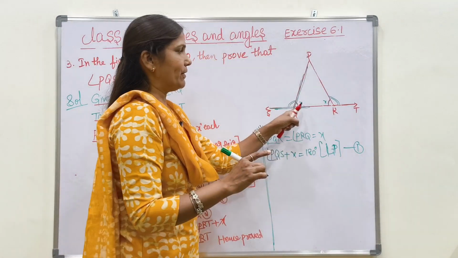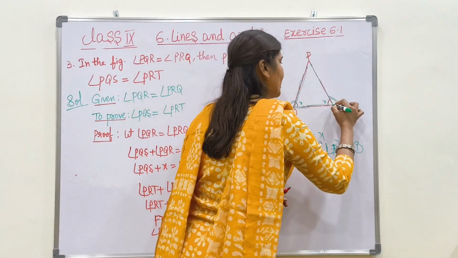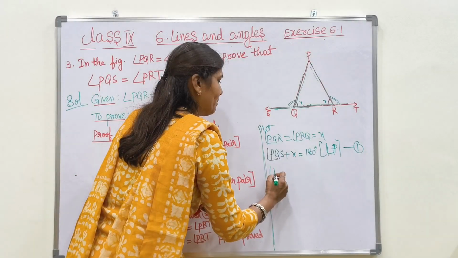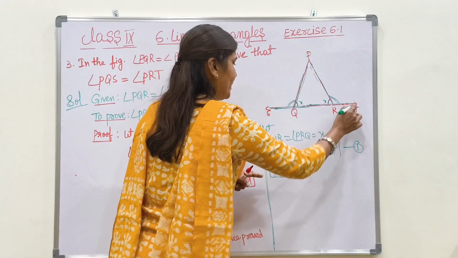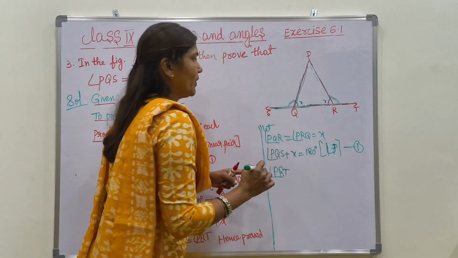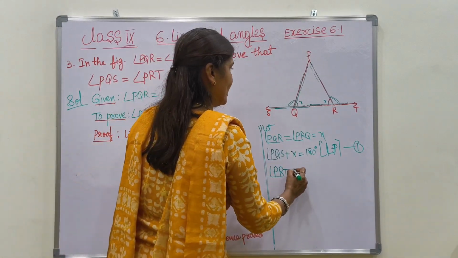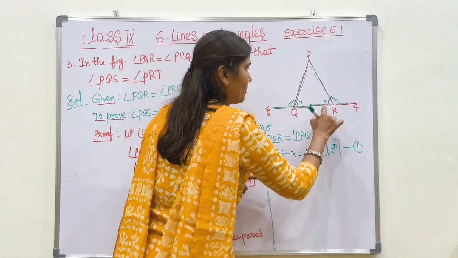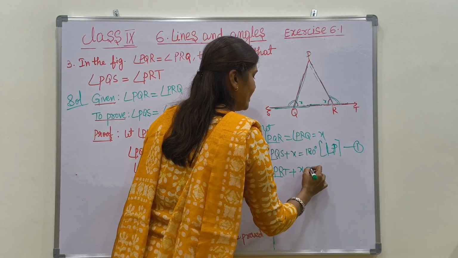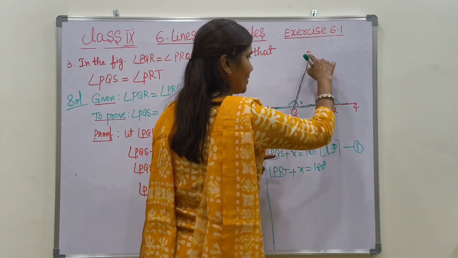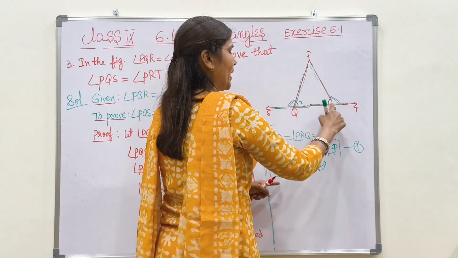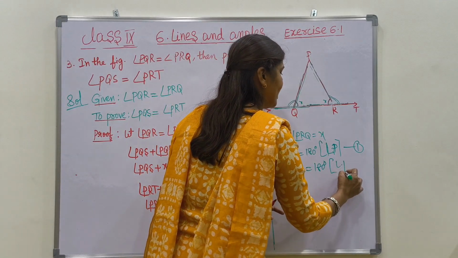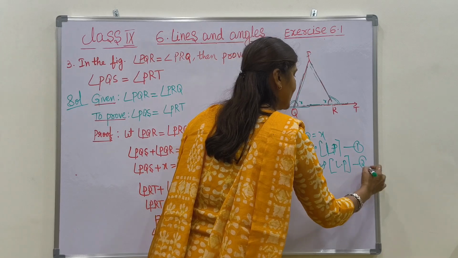So, next, this side over. Here also one linear pair is there. Linear pair means this angle plus this angle is how much degrees? 180 degrees. I am taking PRT plus PRQ. PRQ is what? This is X, is equal to 180 degrees. So, PRT plus X is equal to 180 degrees. Both are equal. What is the reason? Linear pair. So, this is the second concept.